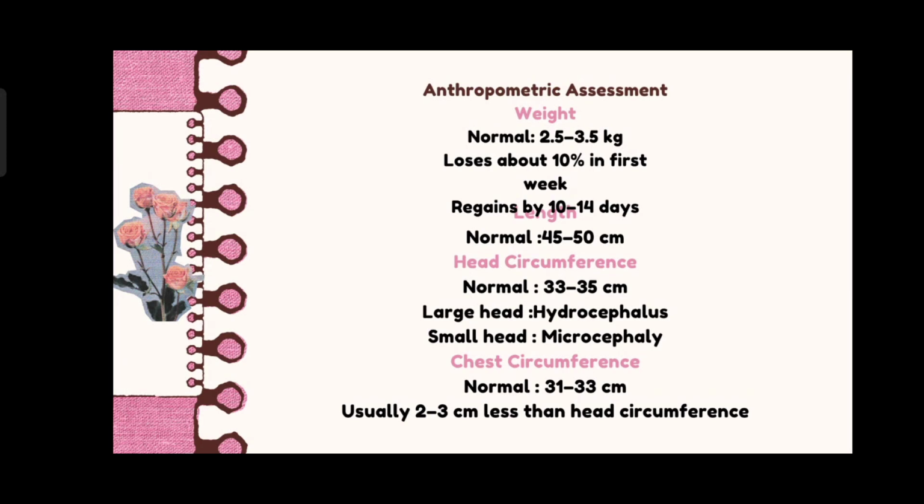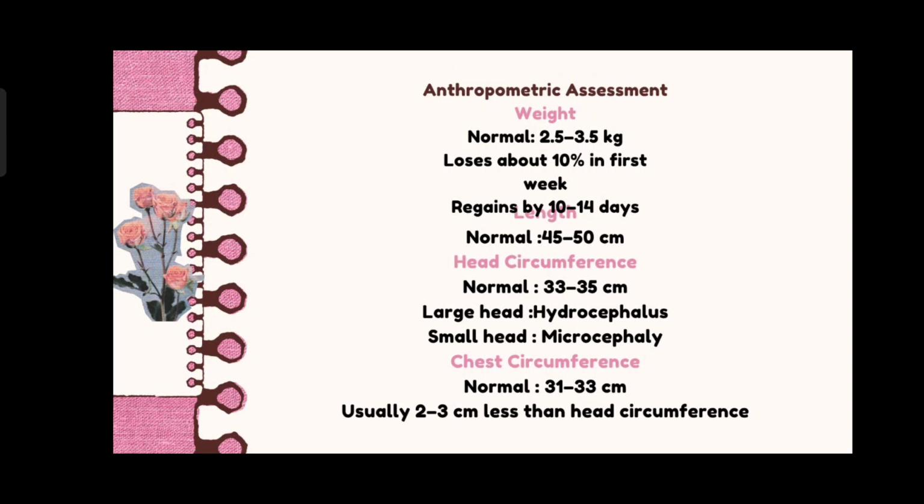Under the anthropometric assessment, the first one is weight. For a normal baby, the weight should be between 2.5 to 3.5 kilograms. And during the first week, the baby will lose about 10% of the weight, and the baby will regain their weight by 10 to 14 days. And when coming to the length, for a normal baby, the length should be between 45 to 50 centimeters.